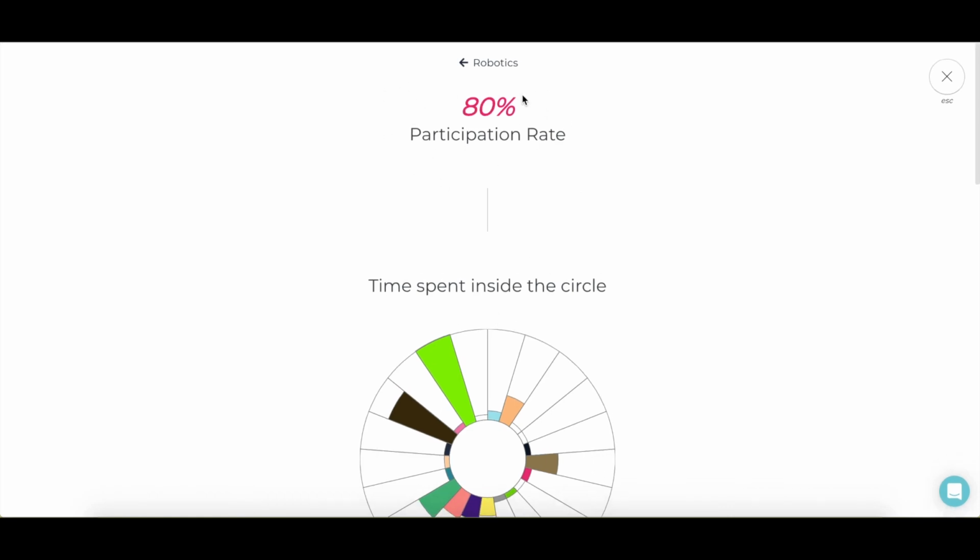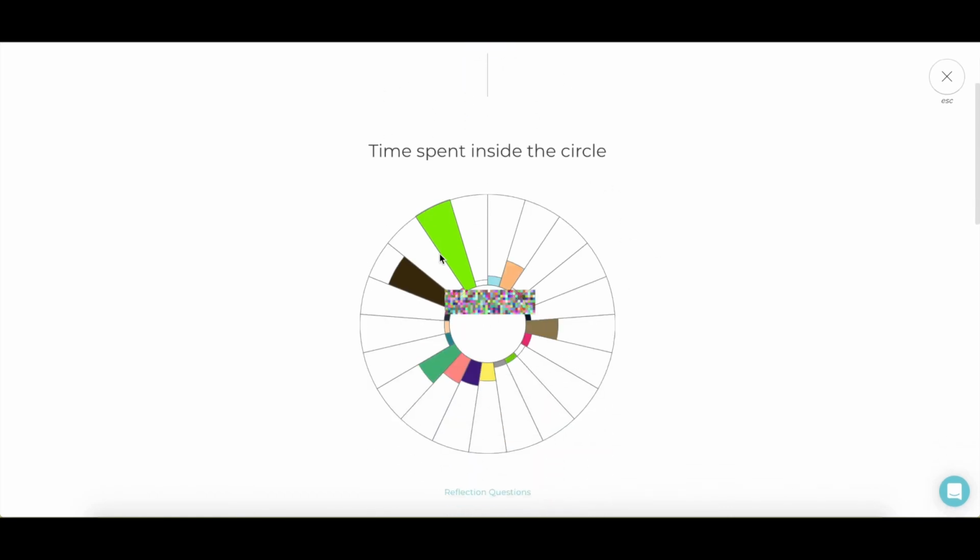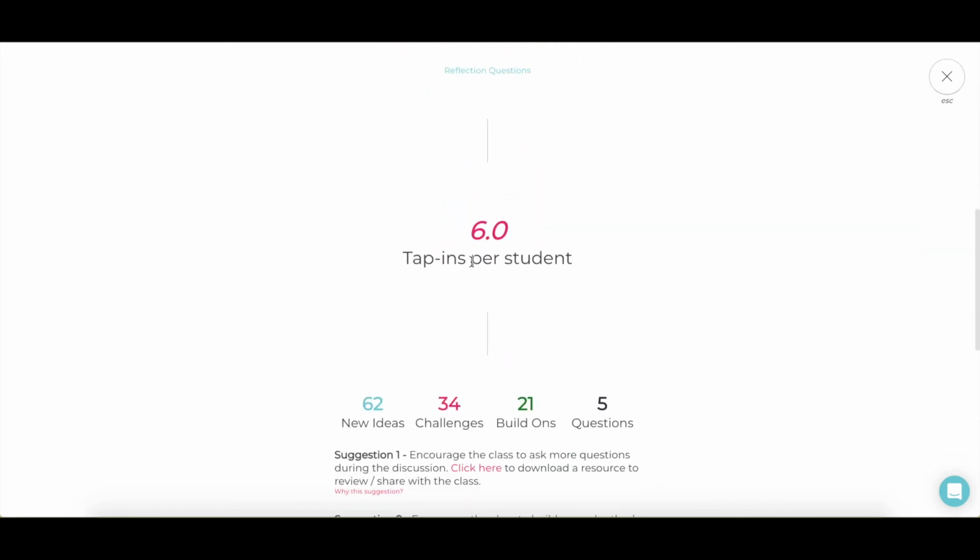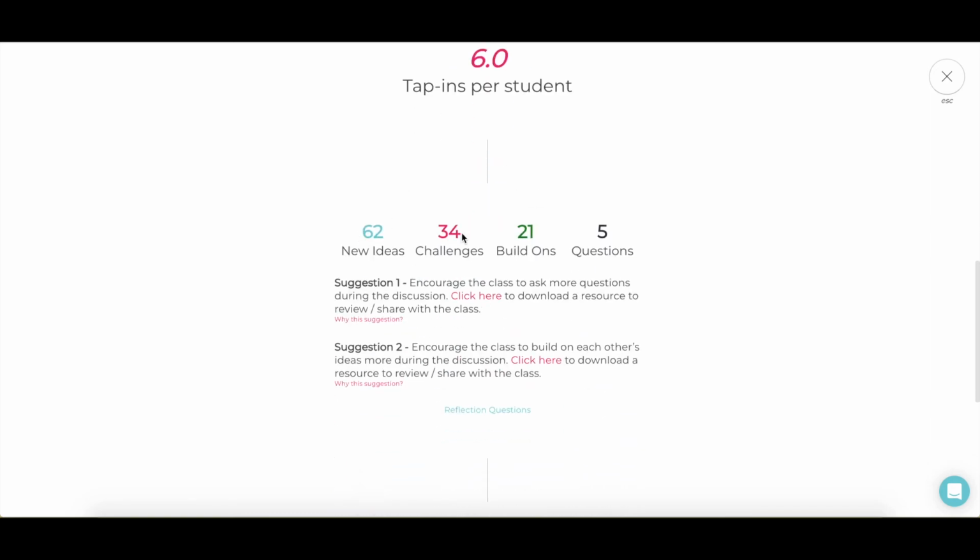So I can see 80% participated. I can see how much time people spent in the circle. And then I can also see how many tap-ins roughly there were per student. I can see new ideas, challenges, build on questions. What's really nice is it gives me some suggestions. So it says encourage the class to ask more questions, okay? Or encourage the class to build on each other's ideas.